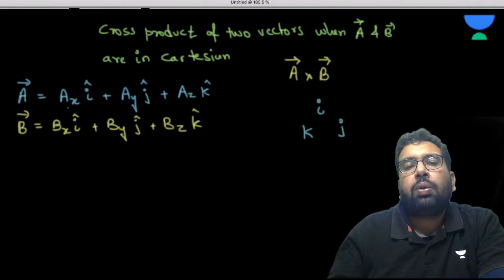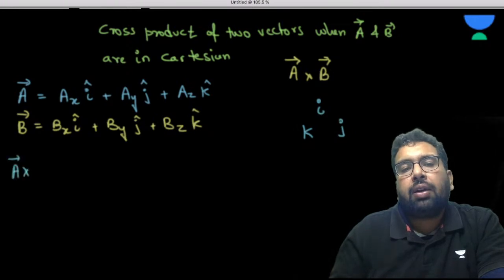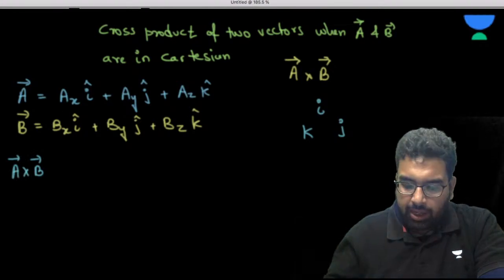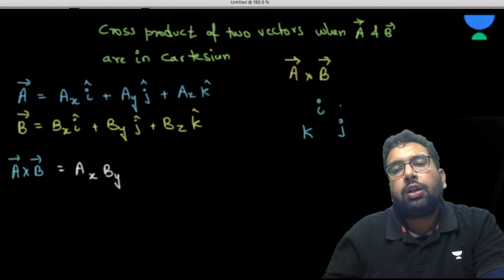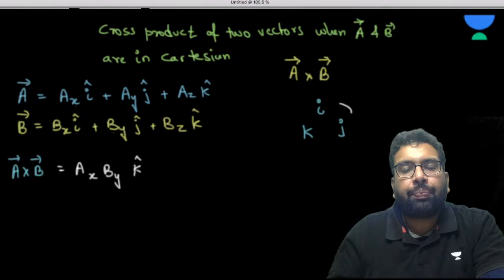Now see, we are going to do this. So right away I'm writing. See, a vector cross b vector. So what is going to be the a vector cross b vector? So it is going to be, see, ax by. Now what is going to be i cross j? So for i cross j, we are moving clockwise. So it will become plus k cap, right?